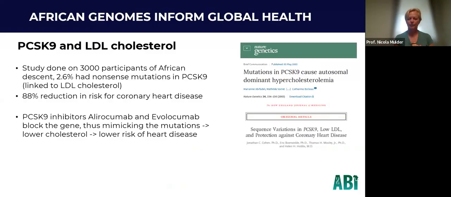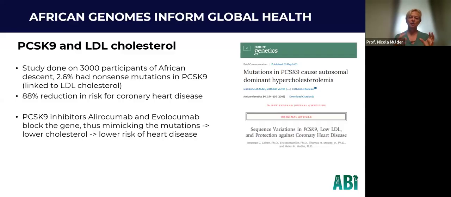There was a study done on African Americans, so the population was mostly of African ancestry, where they found a group that had an 88% reduction in risk for heart disease. And it turns out when they dug a bit deeper that the part of the genome that is related to your level of LDL cholesterol was knocked out. So there was a variation in the genome that meant there was less LDL cholesterol, and the side effect of that was a reduction in risk of heart disease.